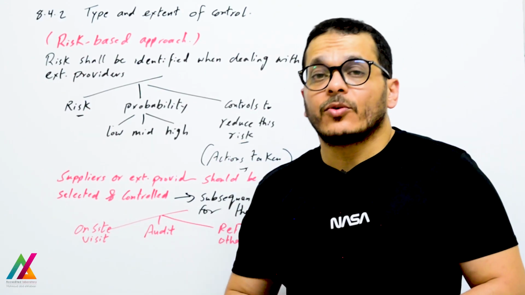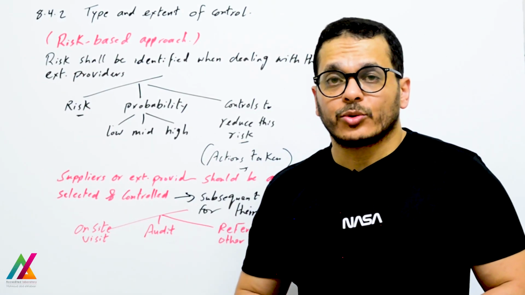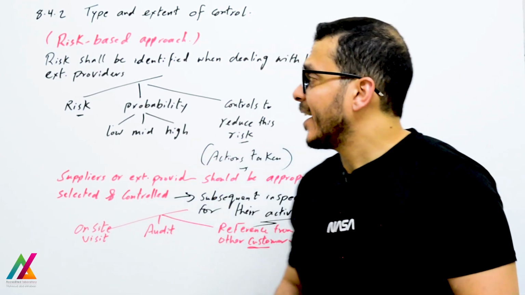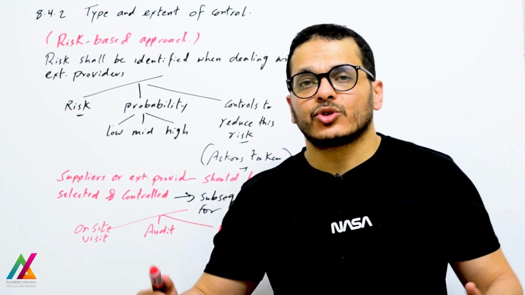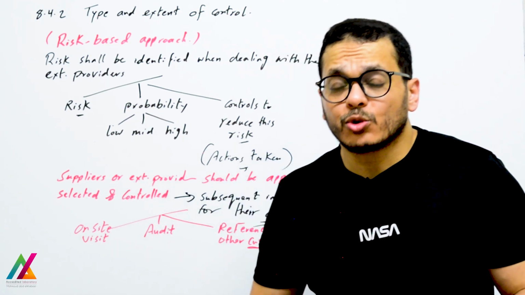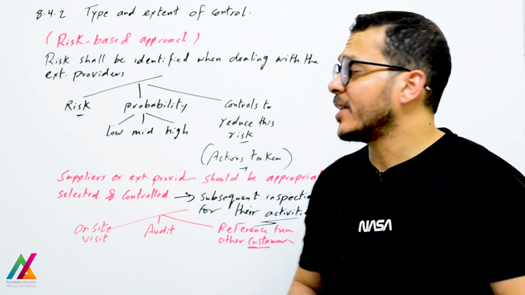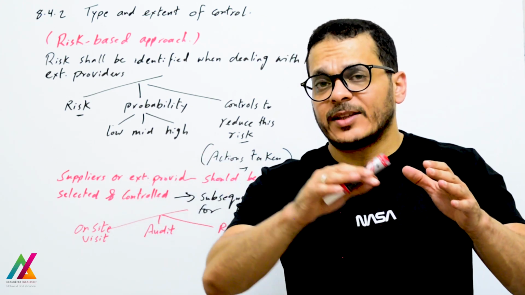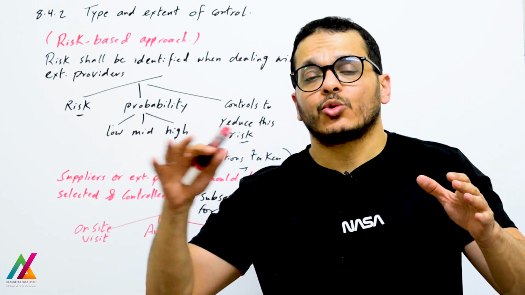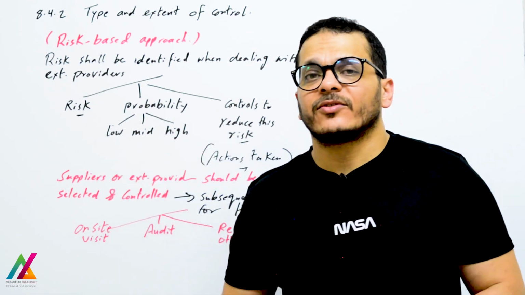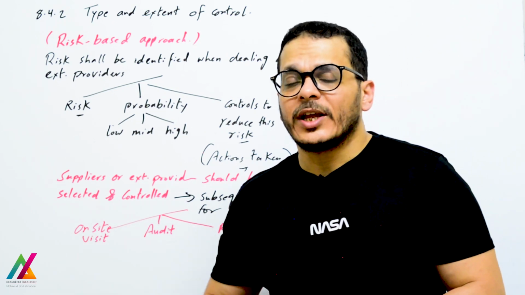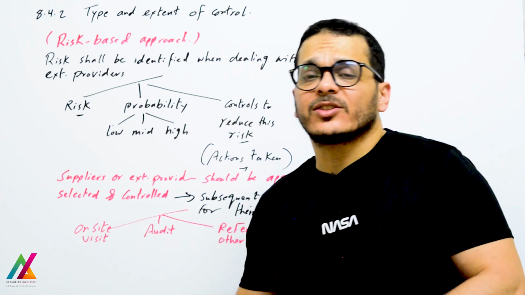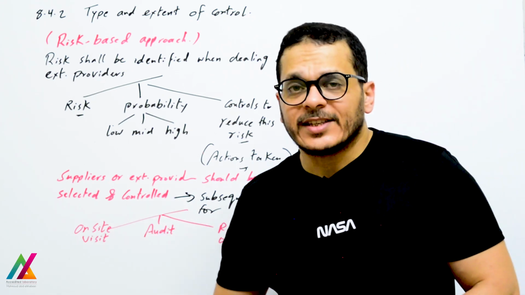And as I explained before, in actions to address risks and opportunities, that risk-based approach, which is a new concept added to this edition, risk shall be identified for all processes inside the organization, and also shall be identified when dealing with the external provider or suppliers. Any risk that may have a negative effect on all processes or on the final product shall be identified, and how to eliminate or control this risk. That will be through audits or on-site visits for the external provider or other ways.